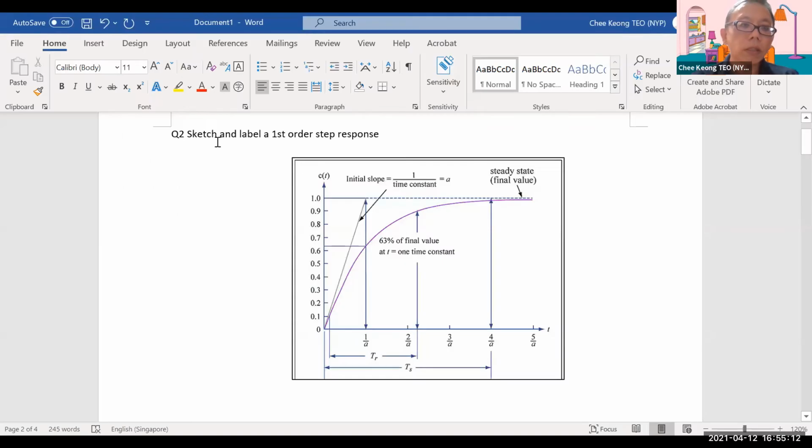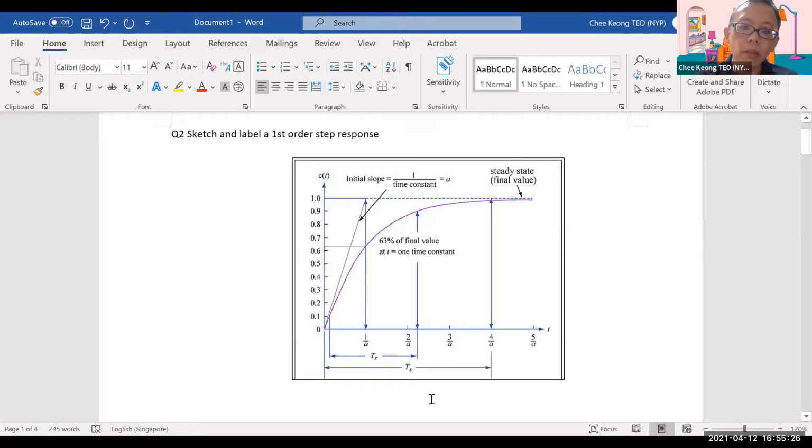Okay, so for question 2, it's quite a straightforward question. Actually, we don't need a blackboard here. Let's share the solution directly. So question 2 says to sketch and label the first order response. So first order response, as we know, the first order curve is like that with a step input. If you have a step input, then your output response will basically go up like that.